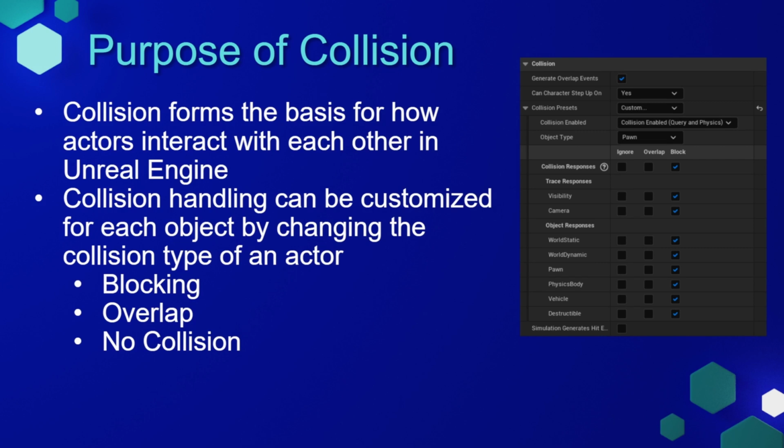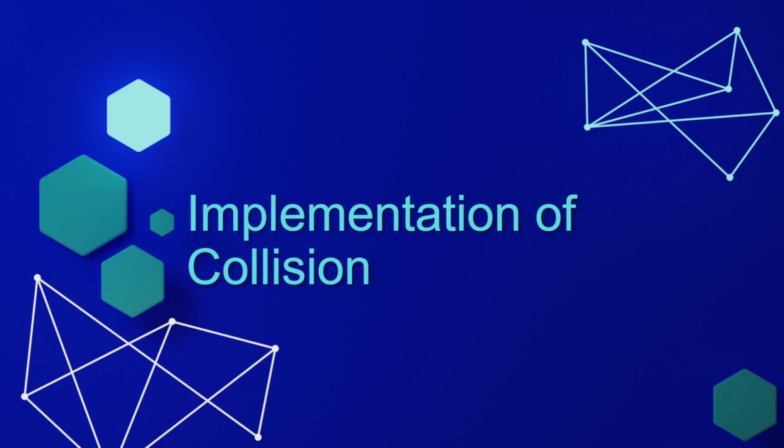Collision forms the basis for how actors interact with each other in Unreal Engine. Collision handling can be customized for each object by changing the collision type of an actor. And there are three types of collision: blocking, overlap, and no collision or ignore. And you can set every actor to react to different types of actors, which really allows you a lot of customization in how actors will interact with each other within your world. In addition, collision can be changed at runtime, which means you can change it while the game is running based upon certain circumstances. Let's head back to Unreal Engine and talk about implementing some collision.